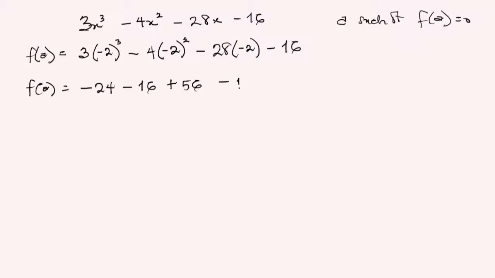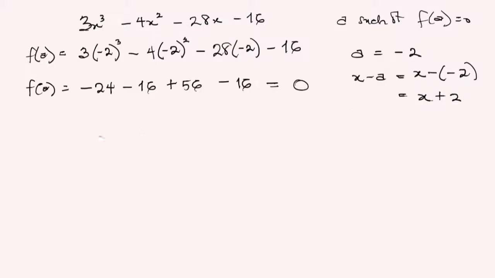And then minus 16. So if you sum this up, you have that minus 24 minus 16 is equal to minus 40. Minus 40 plus 56 is equal to 16. And 16 minus 16 is equal to 0. So a equals minus 2. So x minus a is equal to x minus minus 2. And that means that our first factor is equal to x plus 2. So x plus 2 is our first factor.